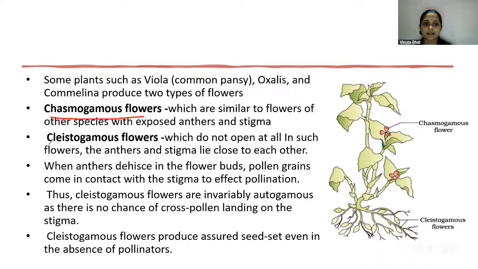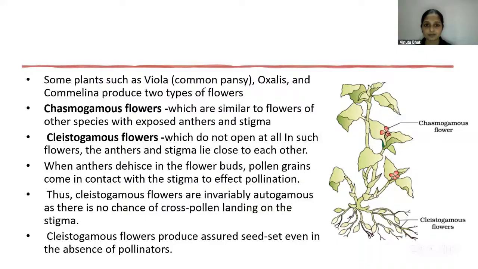Here, chasmogamous flowers and cleistogamous flowers. Chasmogamous flowers are similar to the flowers of other species, with exposed stigma and anther. Cleistogamous flowers do not open at all, so they perform autogamy. They do not open at all; within the closed flower only, they pollinate. That is the cleistogamous flowers.